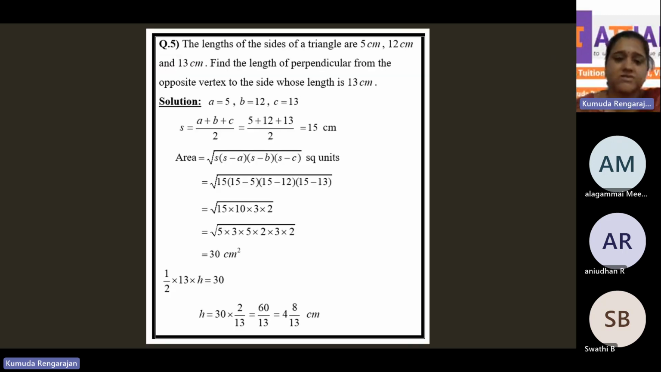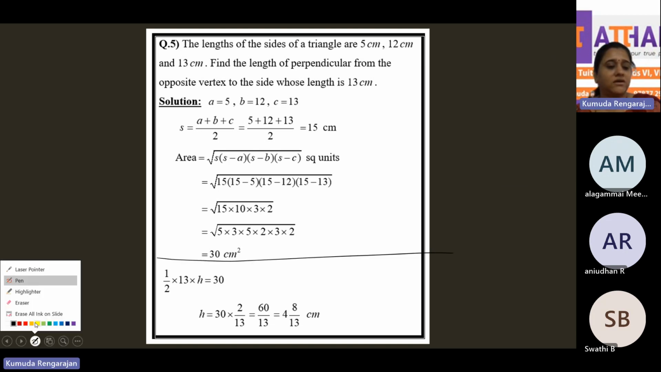So listen to me. The lengths of the sides of a triangle are given to you: 5 centimeters, 12 centimeters, 13 centimeters. Find the length of the perpendicular from the opposite vertex to the side whose length is 13 centimeters. Can you read it? So we need to find the area as usual. Find the area as usual till here.